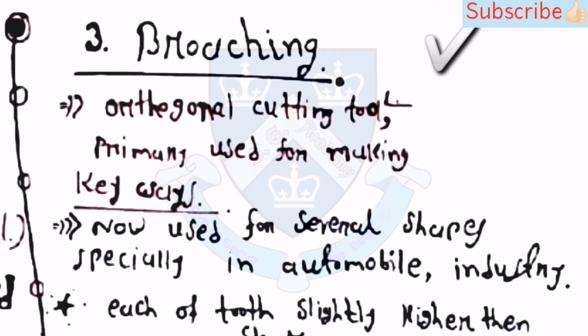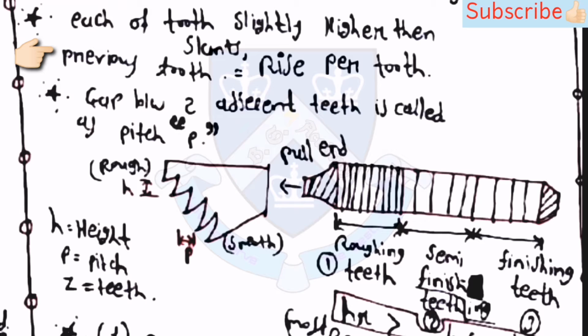Now the third process is broaching. It is an orthogonal cutting tool and primarily used for making keyways. It is now used for several shapes, especially in the automobile industries. Rise per tooth means each tooth is slightly higher than the previous tooth. The gap between two different teeth is called the pitch.